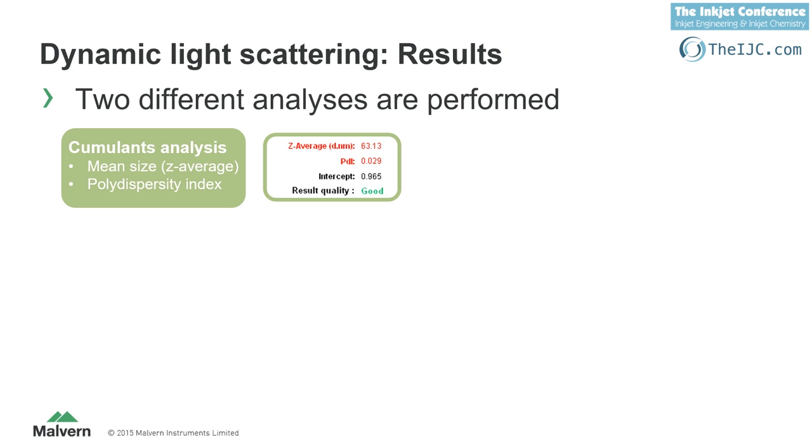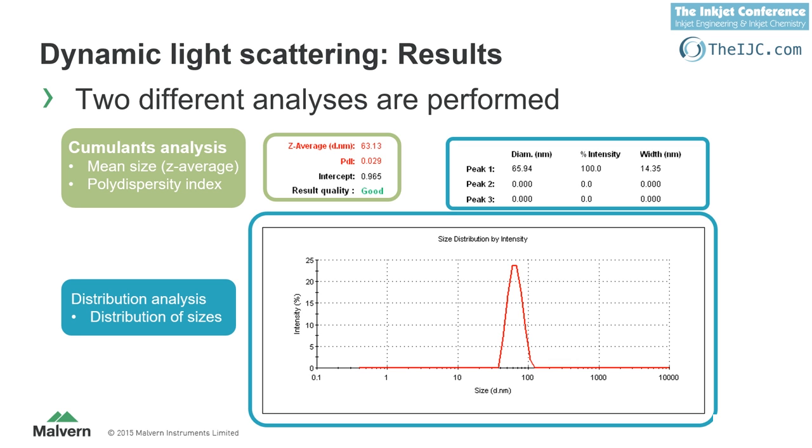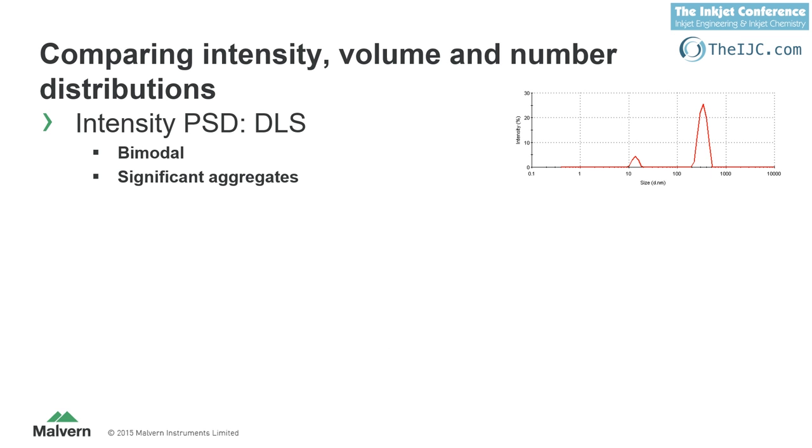The results that we get from a dynamic light scattering measurement are a Z average diameter, so that's an intensity weighted average diameter for the system. It will also give you a polydispersity index, so an idea of how broad the distribution is. As well as that, it does a distribution analysis, so a more complex fit to that correlation coefficient decay to give us a particle size distribution. And that's a size distribution that's weighted by intensity.